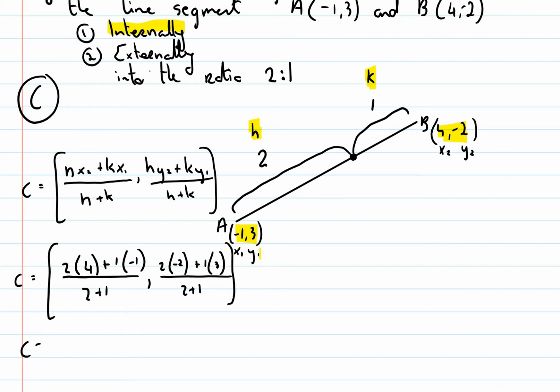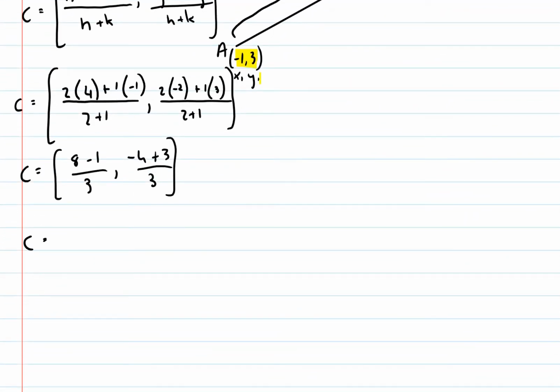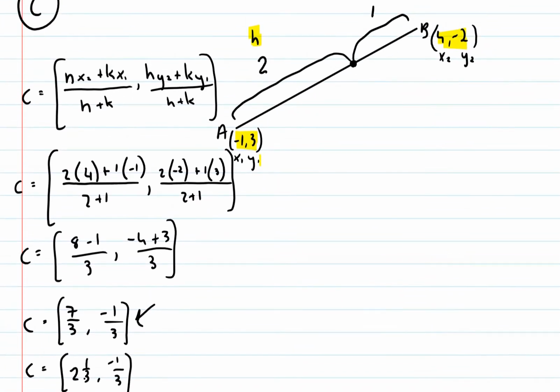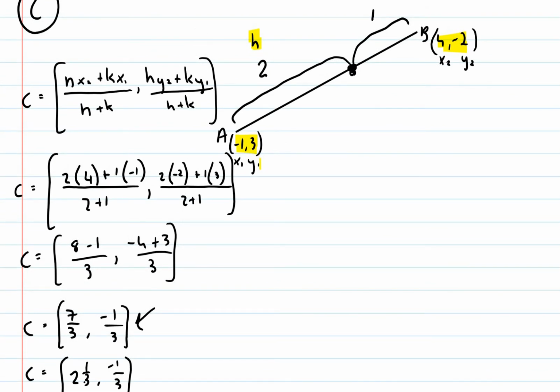Working that out then, we have (8 - 1)/3, and then we have (-4 + 3)/3. Simplifying that, we get 7 over 3, minus 1 over 3. And I would leave it at that. Okay, if you wanted, you could change that to 2 1/3, minus 1 over 3. Personally, I would leave it here. So what that's saying is that point, whatever this is, C, is 7 over 3 and minus 1/3. So that's the point. Okay.